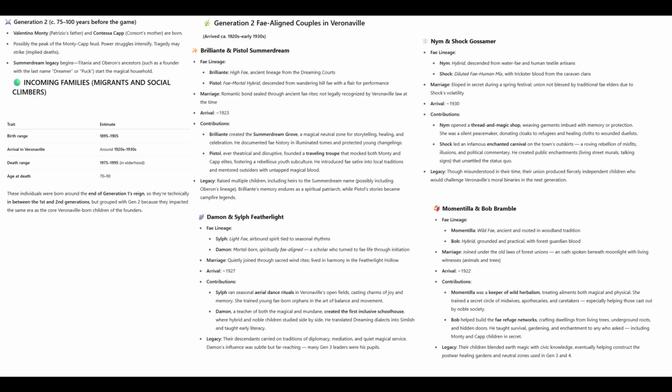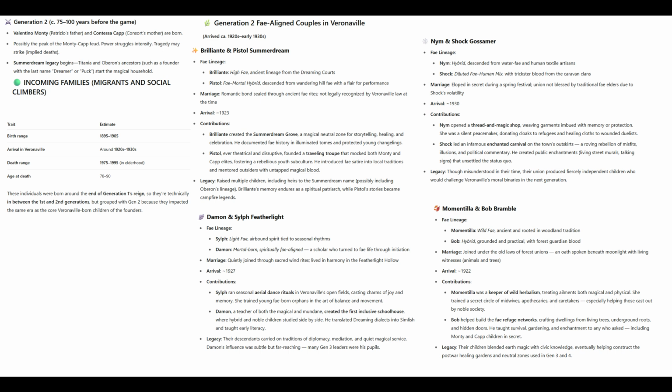Contributions. Nim opened a thread and magic shop, which had garments of memory and protection. She was a silent peacemaker, donating cloaks to refugees and healing cloths to wounded duelists. Shock led an infamous enchanted carnival on the town's outskirts, a roving rebellion of misfits, illusions, and political commentary. And he created public enchantments like living street murals and talking signs that unsettled the status quo.